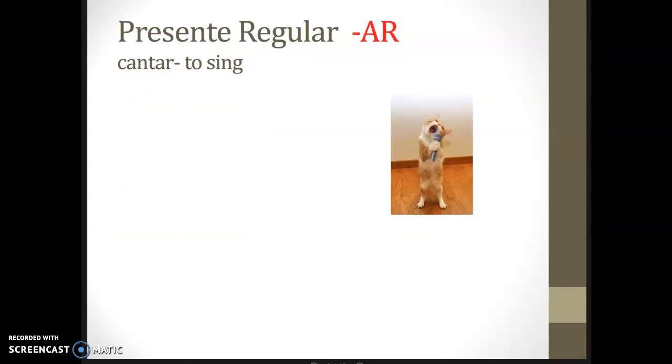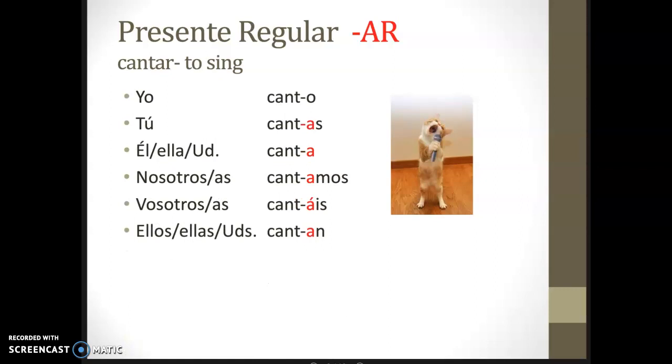So let's look at the AR verb, cantar, to sing. You will notice that each person has a different ending. So you have the root of the verb, cant, and if the root is the same for everybody, then it's called a regular verb. If the root changes in spelling, it's called an irregular verb. And you can see these are the endings: for yo is canto, tú cantas, él, ella o usted canta, nosotros cantamos, vosotros cantáis with an accent on the A, and ellos cantan.